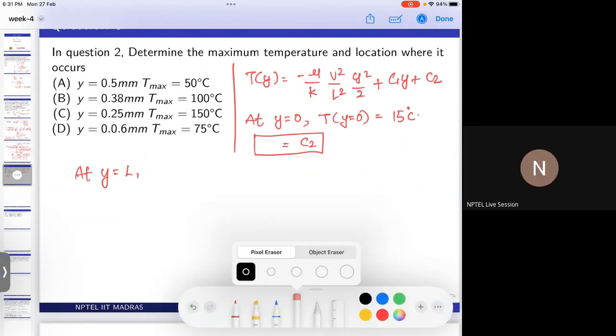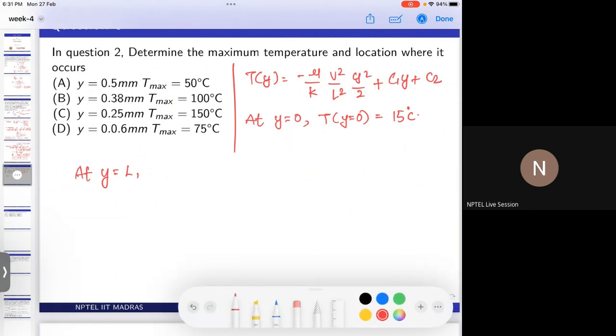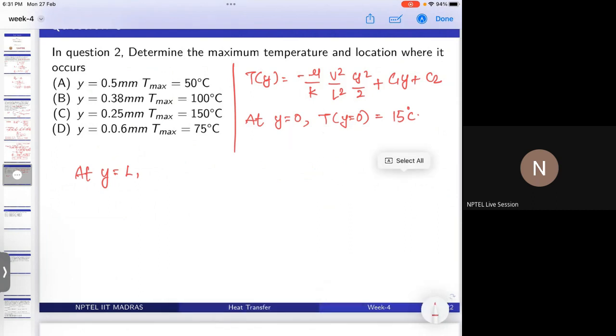No. What I will do is I will just write it in the general terms, so that you just need to substitute the values. So let the lower plate be at T1 and the upper plate be at T2. I am generalizing the equation. So at y is equal to 0, it's T1. So C1 is equal to T1.